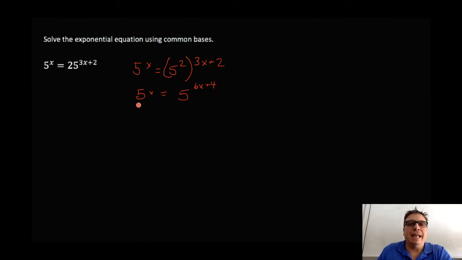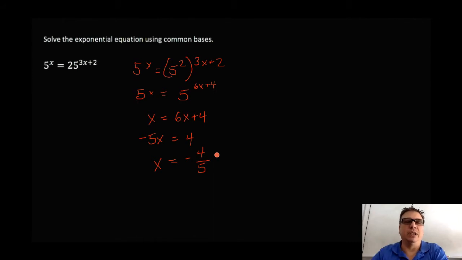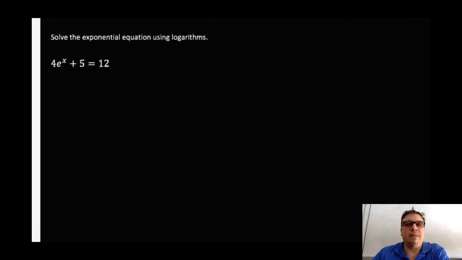The rule states that if we have the same bases, then the only way for these two things to be equal would be if our exponents are equal. So we can just get rid of the 5s because the exponents would have to equal each other. So x is equal to 6x plus 4. I'm going to subtract 6x from both sides because I like to have the x on this side. So if I subtract 6x, I get negative 5x is equal to 4, which then means x is equal to negative 4/5. And then we can substitute that back in, check it out, and you'll see that it works.